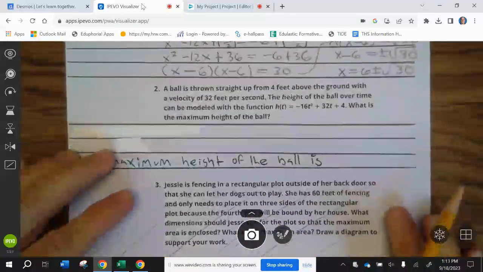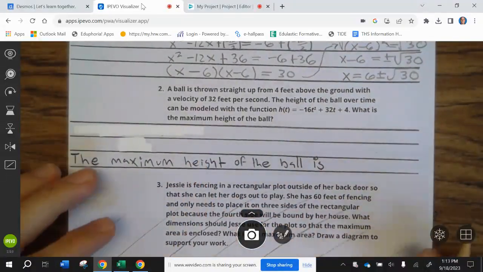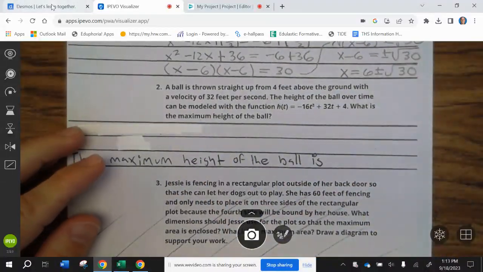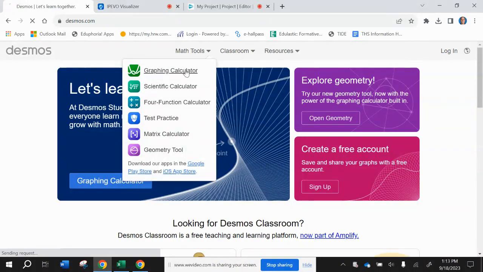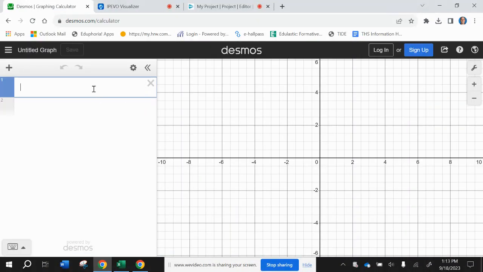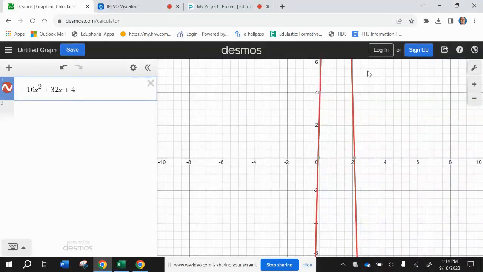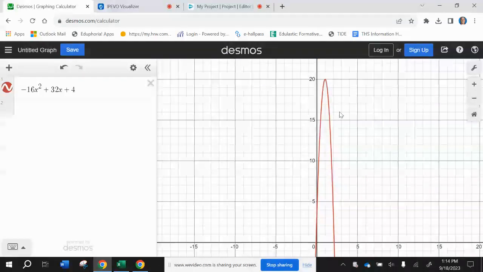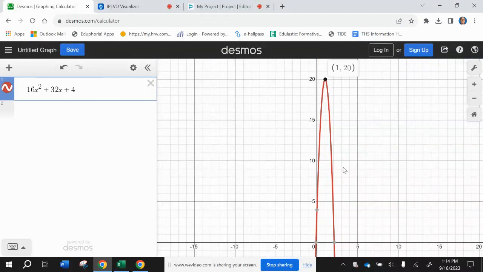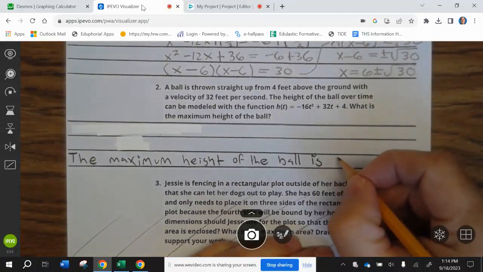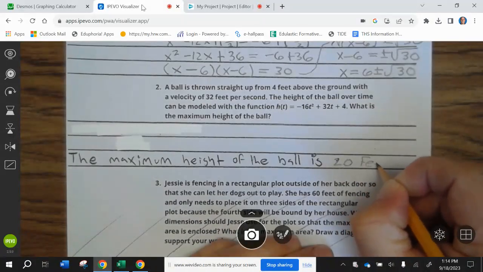Now, this isn't a quadratic formula question because height refers to the graph. So we're just going to go ahead and graph that. So we're going to go to Desmos. And then we're going to type in negative 16x squared plus 32x plus 4. And then zoom out. Ta-da. The maximum height is 20. So the maximum height of the ball is 20 feet.